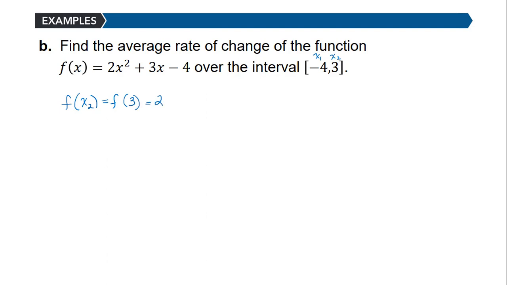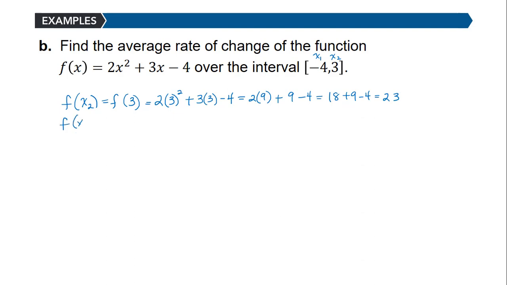Plugging in 3 in place of x, we get 2 times 3 squared plus 3 times 3 minus 4. The order of operations applies, so we would square first to have 2 times 9, then plus 3 times 3 is 9 minus 4. So this is 18 plus 9 minus 4, which is 27 minus 4, or 23.